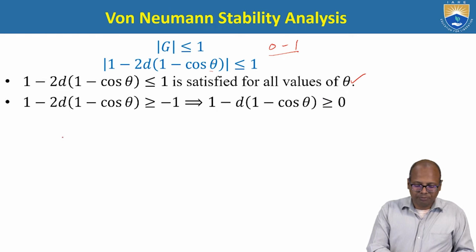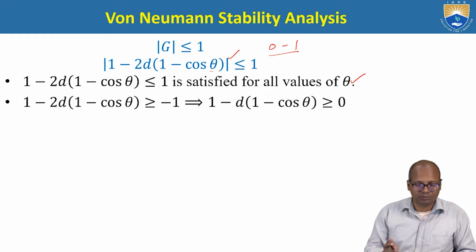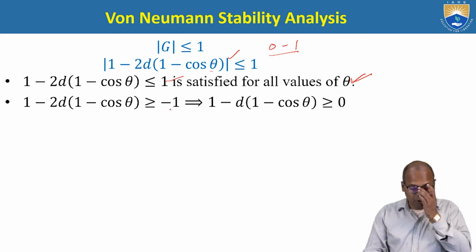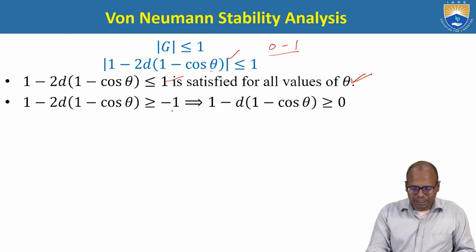Now, here we have modulus. When we have modulus, we have two conditions: one is less than or equal to 1 and another one is greater than or equal to minus 1. The first one is satisfied for all values of theta. For the second one, when it is greater than or equal to minus 1, we have to derive what the condition is. If I take this minus 1 to the other side, it will be plus 2, and if I cancel the 2s, it will be like this.